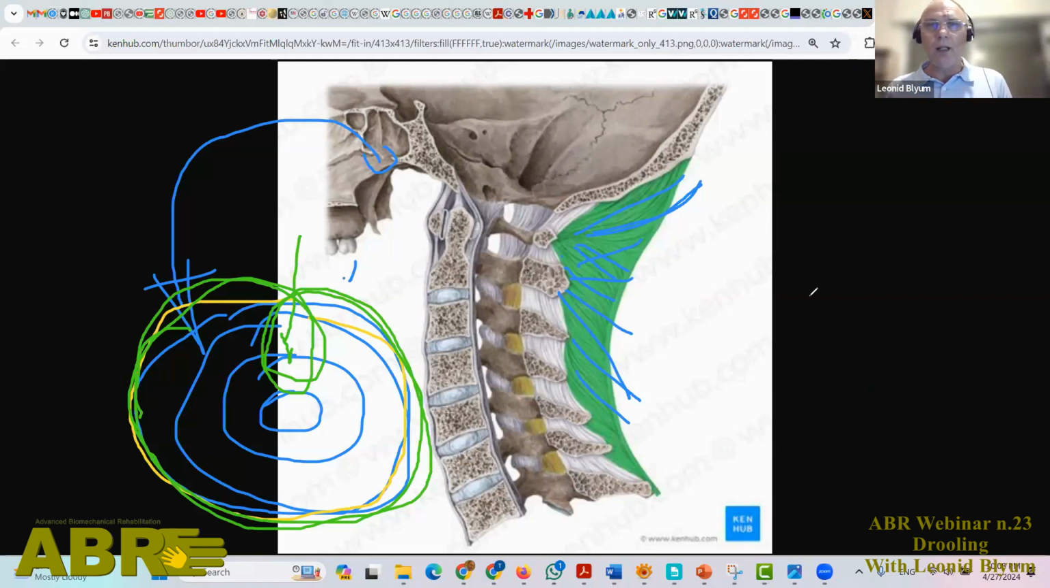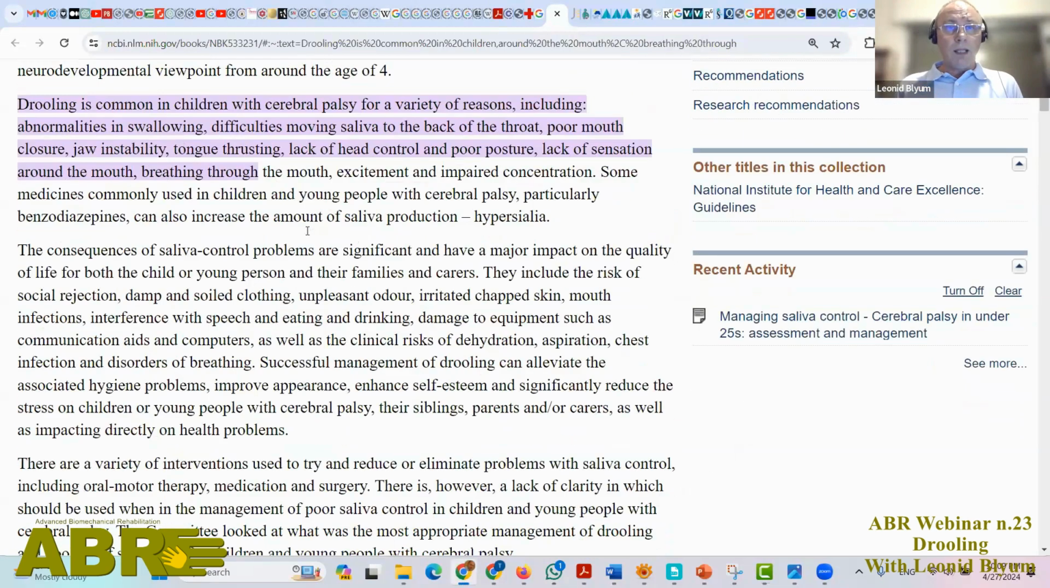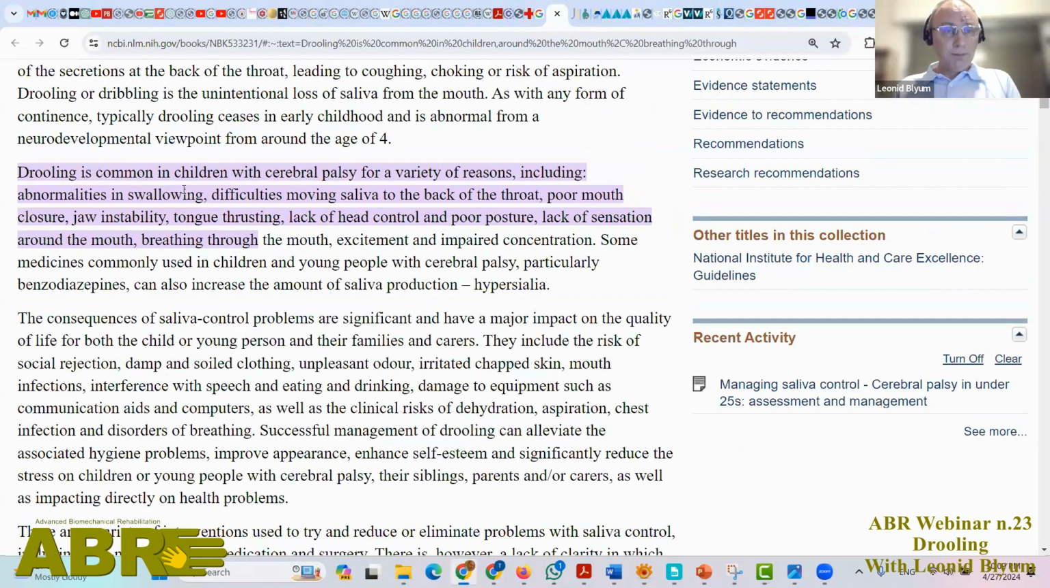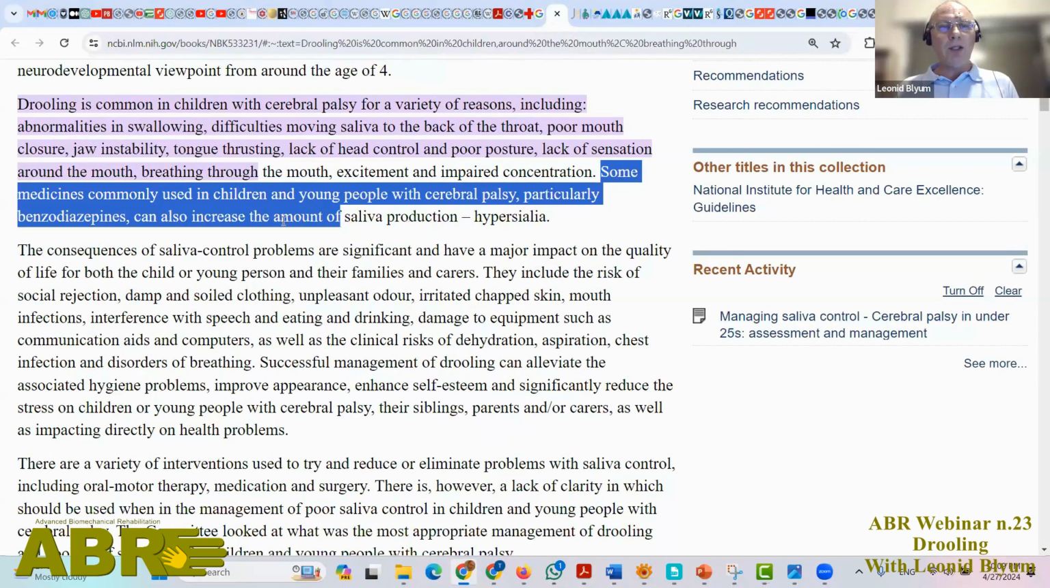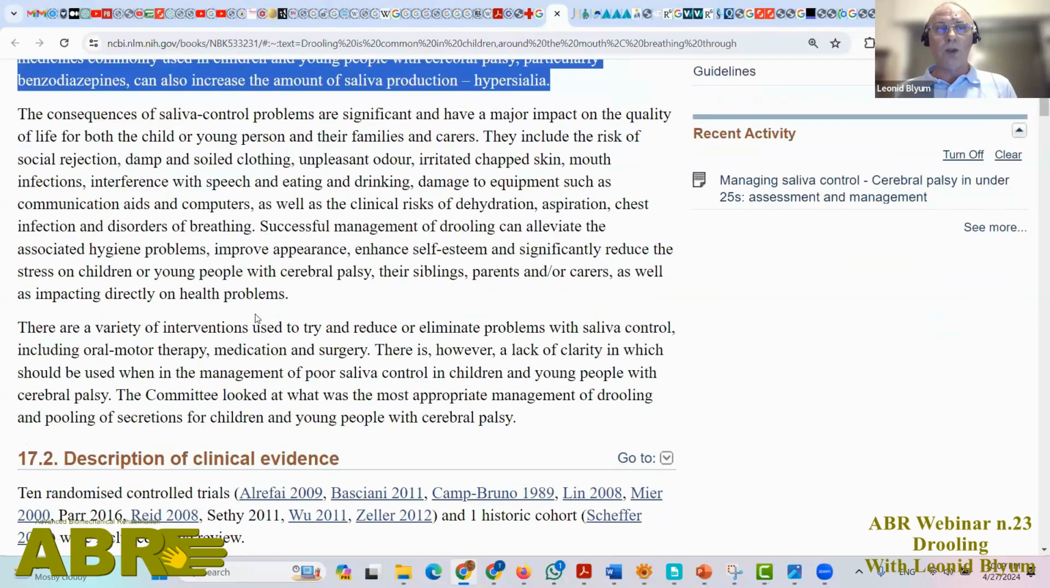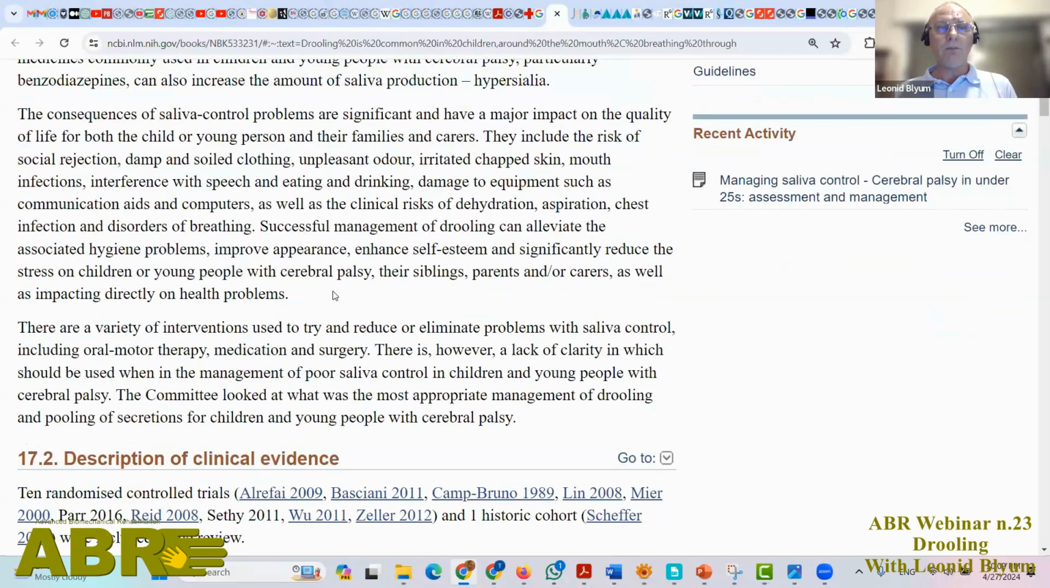Now, let's get back to where we started. We've got the list of 10 things. And this list of 10 things, what did we find? We found that the next question that comes there is some medicines commonly used in children, right? So you can also increase the amount of saliva production. Okay, so that's an important thing. So there are side effects to the so-called therapies which are coming.